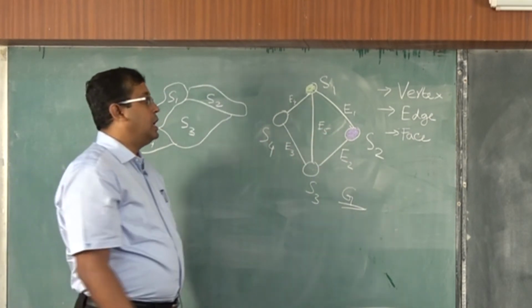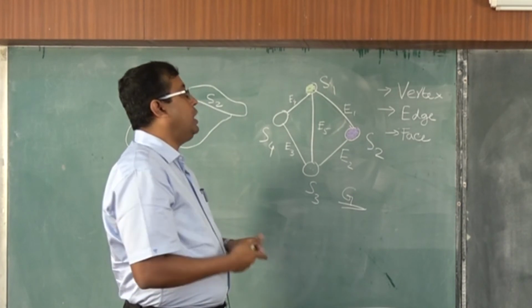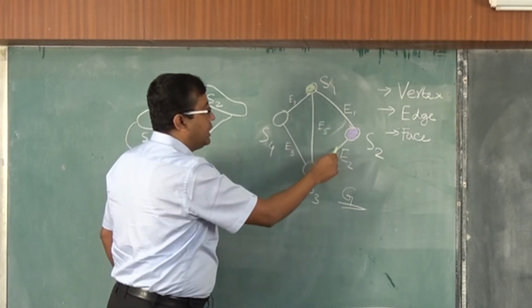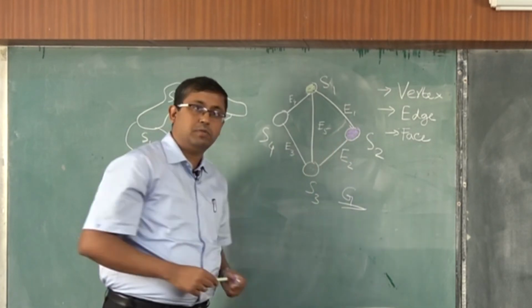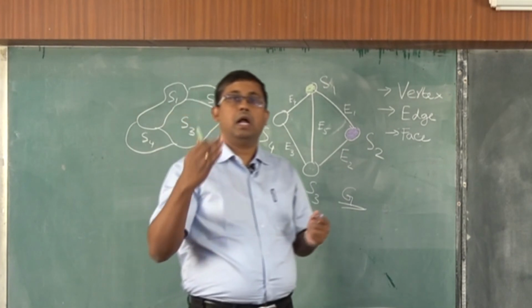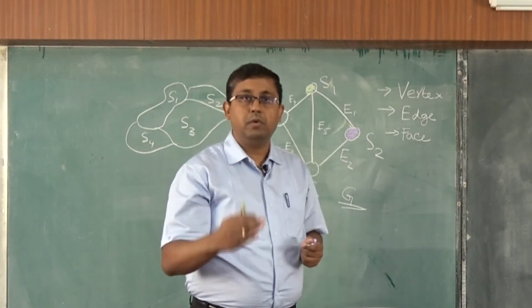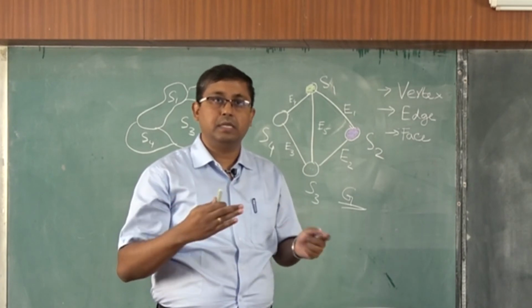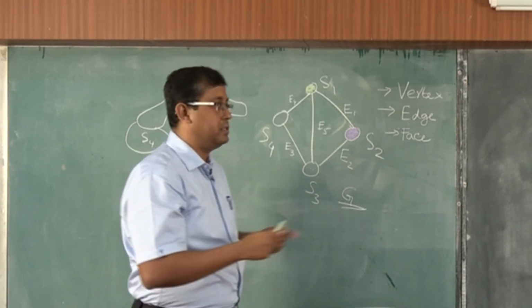In the same way, we can also think about edge coloring. Two edges are said to be adjacent when there is a common vertex between them. Similarly for face coloring, two faces are adjacent when there is a common edge between them. We can call those adjacent faces.